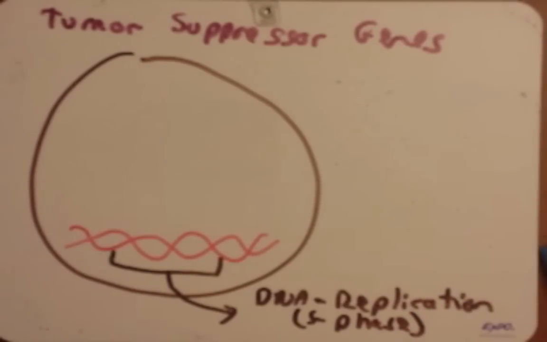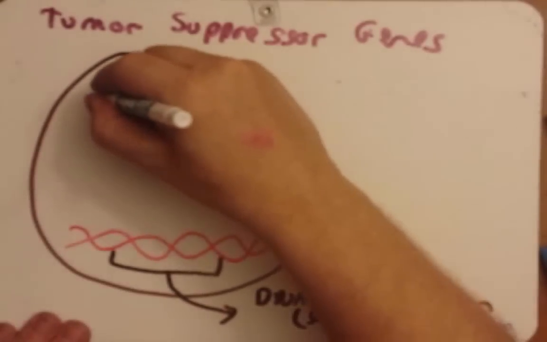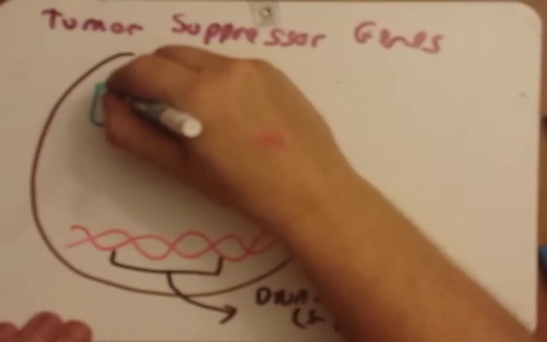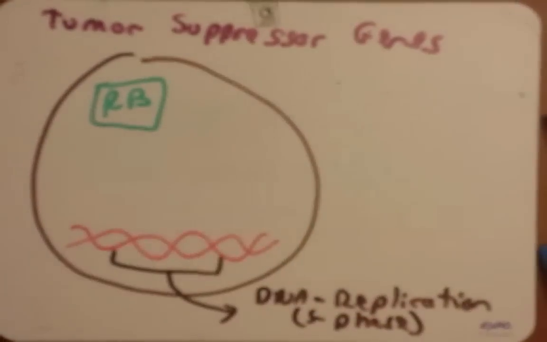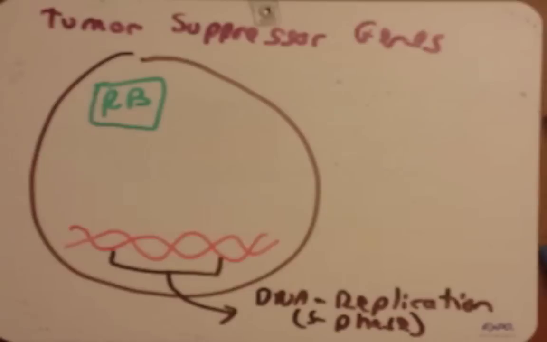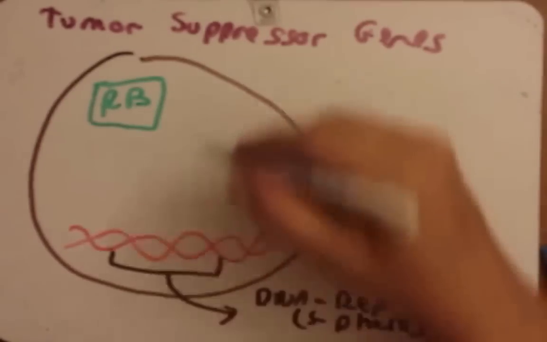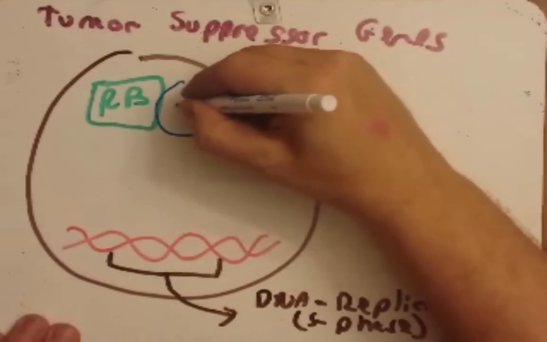And so until the cell is ready to copy the DNA, there's this enzyme up here called retinoblastoma. We call it RB for short. This enzyme is coded by a gene that was first linked to retinoblastoma, which is a childhood eye cancer. But this particular enzyme is found in all types of cells and plays a pretty important role as a tumor suppressor gene. So what retinoblastoma does is it holds on to this transcription factor called E2F.